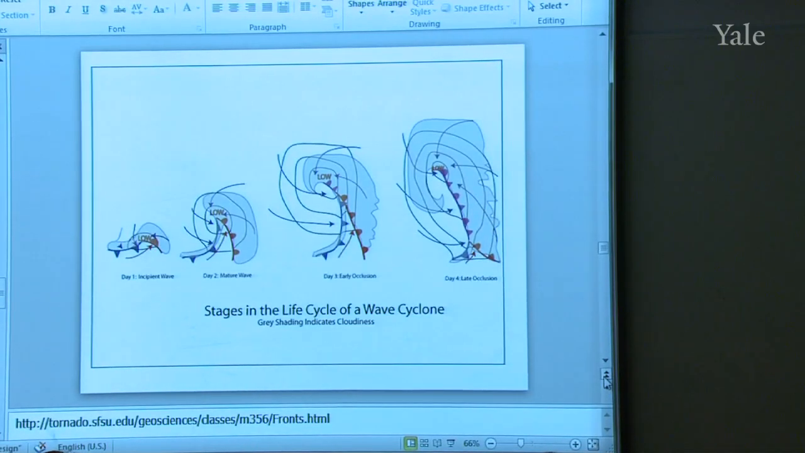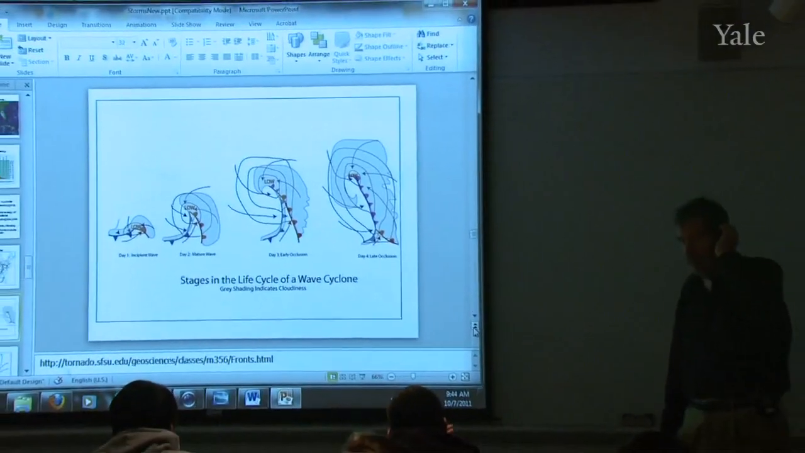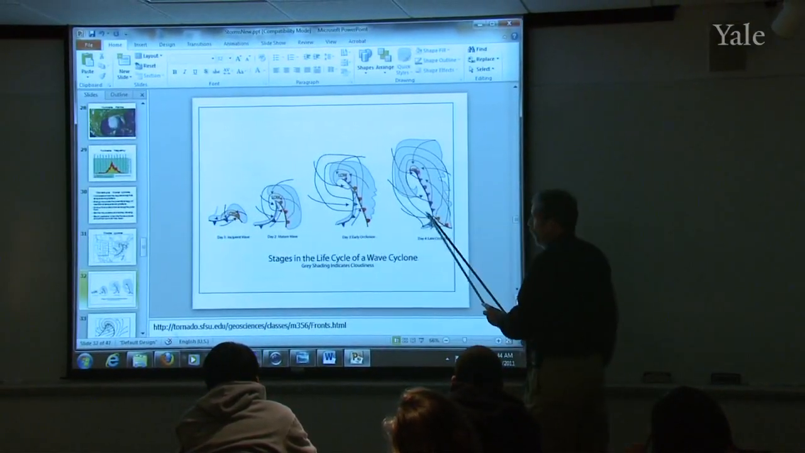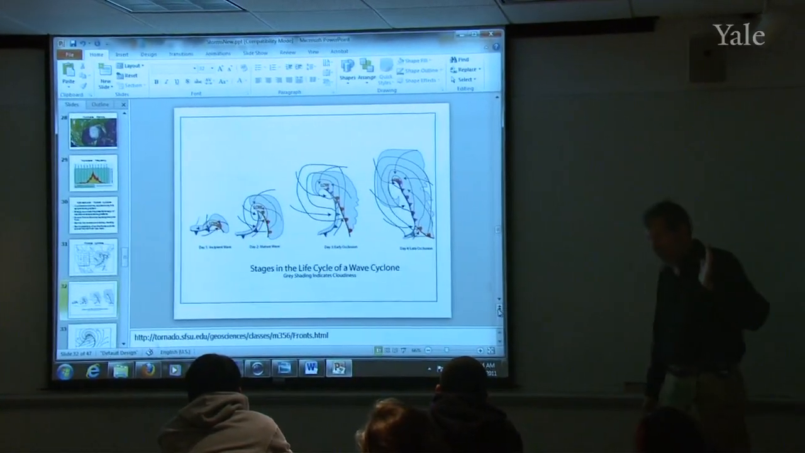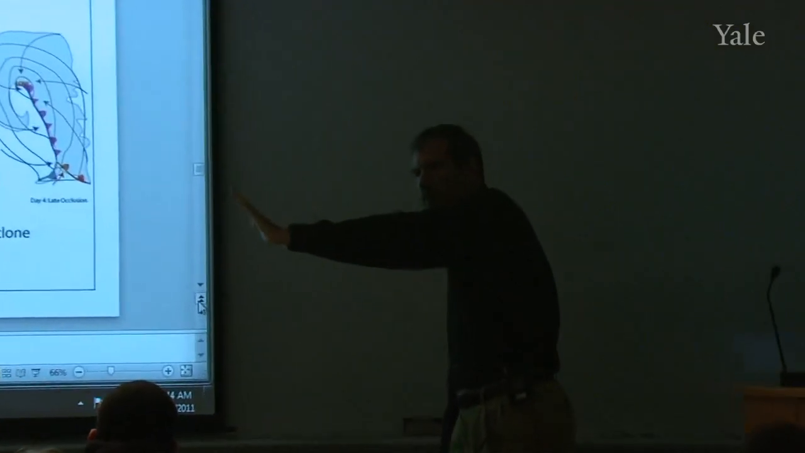It's weakening due to friction and so on. The energy source is gone. Friction is acting to decay it. Typically, it'll take 5 to 7 days to go from this stage to that stage. And by that time, it's probably traveled 5,000 or 10,000 kilometers from west to east.